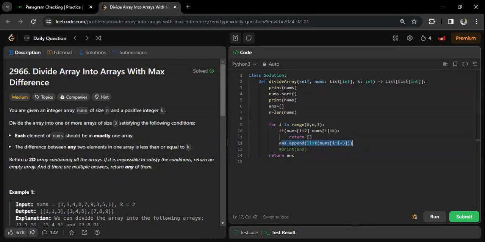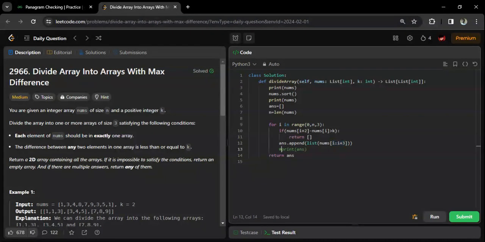What I'm doing, in the answer, I'm appending a list. What is that list, by the way? The list is going to be the elements in the nums array starting from index I till I plus 2. Okay, I plus 1 and I plus 2. Whatever number you mention here, we'll have to take one less than that. That is how it is being done in Python. So append a list which has elements of nums starting from index I till index I plus 2, as simple as that, and finally return that answer.